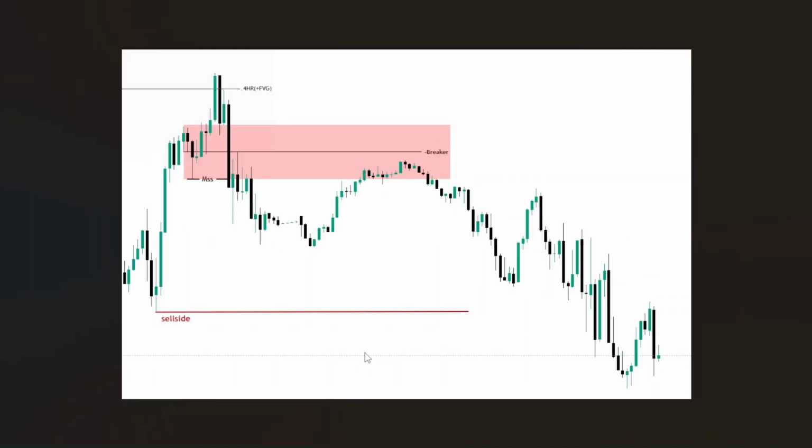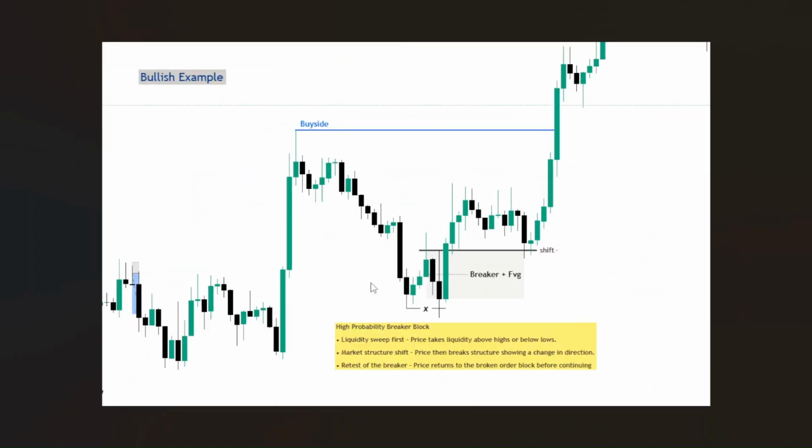Let me show you an example on a real chart right here. So yeah, this is a bullish example of a bearish breaker block, and how to identify a high probability breaker block, because you can't just enter any breaker block that you see on the market. There are some that are invalid. All right, so this is how to spot a high probability one.